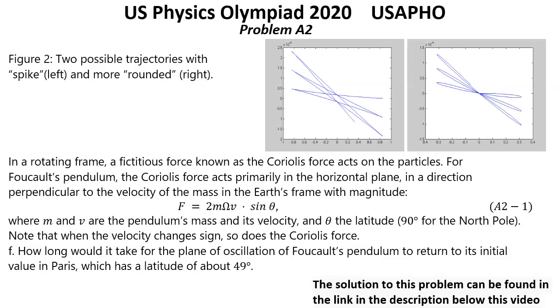Question F. How long would it take for the plane of oscillation of Foucault's pendulum to return to its initial value in Paris, which has a latitude of about 49 degrees?